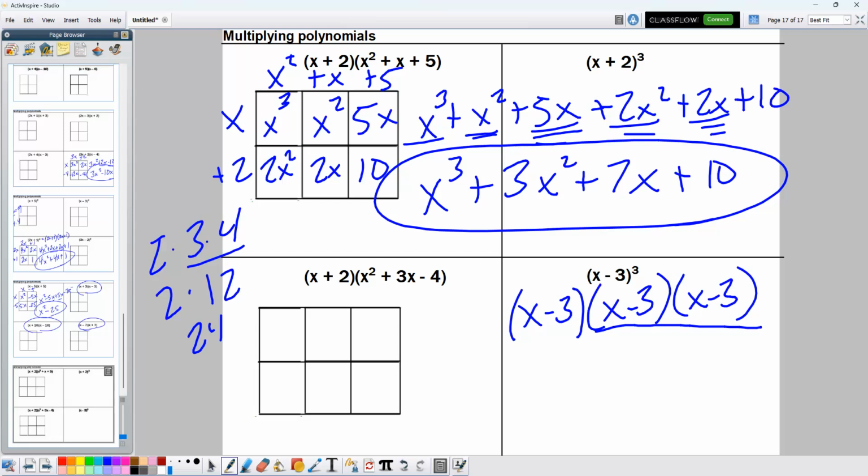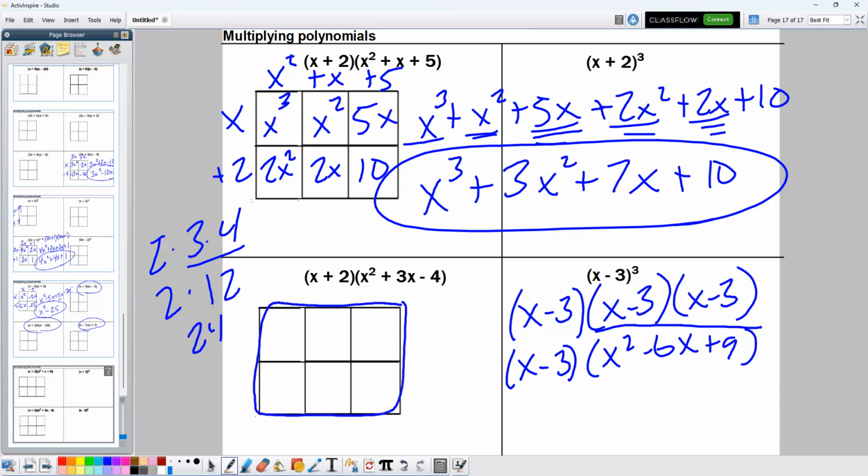So when you multiply those, I would use the box, x minus 3 times x minus 3. Spoiler alert. You would get x squared minus 6x plus 9. Once you've got that, then I'm going to use a box like I have over here. So I would need to use a box like that to multiply and get my final answer.